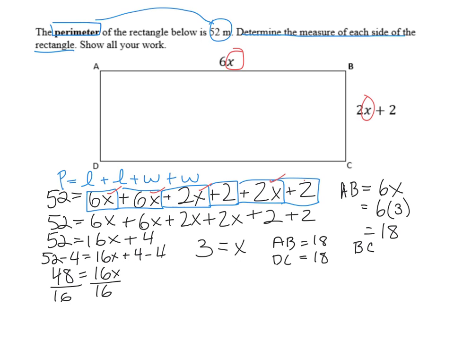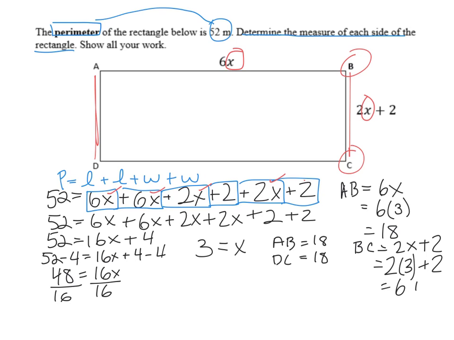All right, so now I'm doing BC. Now I'm doing BC, this line here, which is going to be the same as AD. So for BC, the expression is 2x plus 2, and I substitute in 3 for x, and I get 2 times 3 equals 6, plus 2 equals 8. And so sides BC and AD both equal 8. And that's how you solve that question.